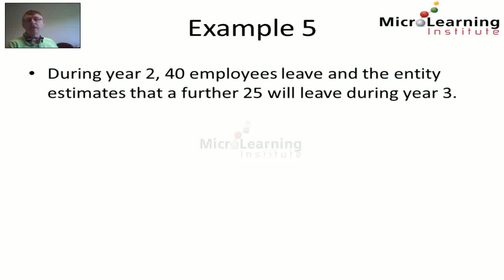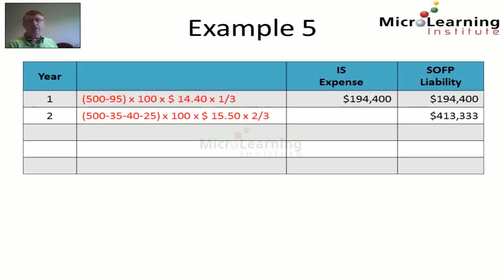We're told that during year 2, 40 employees leave, and the entity estimates that a further 25 will leave during year 3. So again we can see we started with 500 employees, 35 left in year 1, 40 left during year 2, and we anticipate that 25 will leave during year 3. So that number of employees, the net number of employees, will be entitled to 100 share appreciation rights.